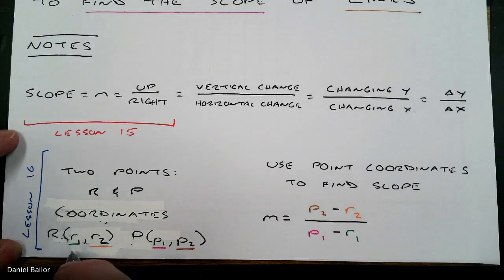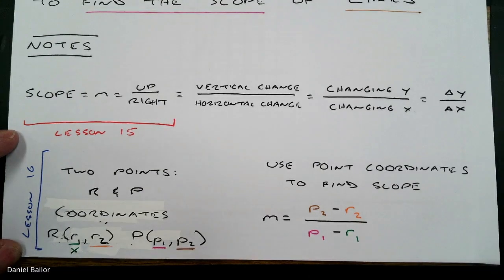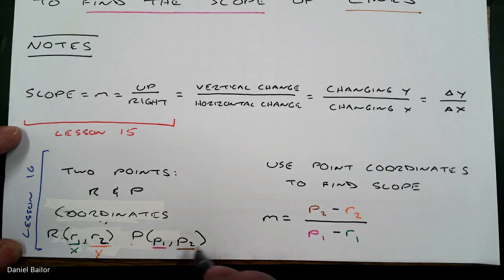Now R1 is the x of R. R2 is the y of R. But the book calls them R1 and R2, so we're going to call them R1 and R2. So you have point R and you have your coordinates. And you have point P, and point P also has coordinates. P1 is the x of P, and P2 is the y of P.